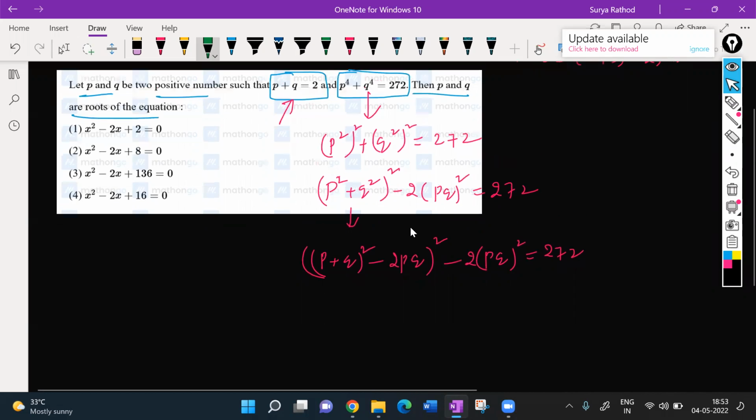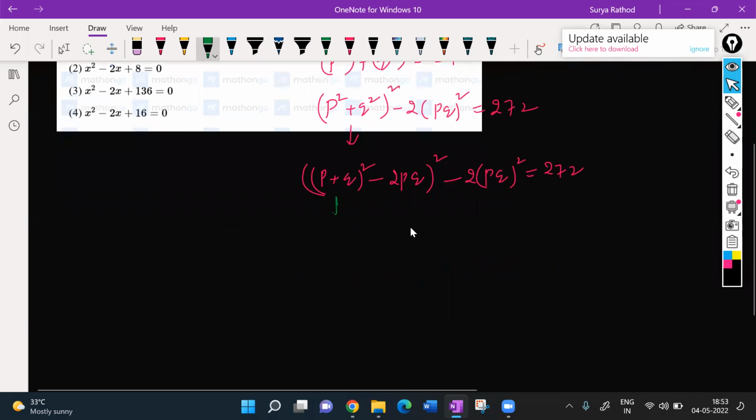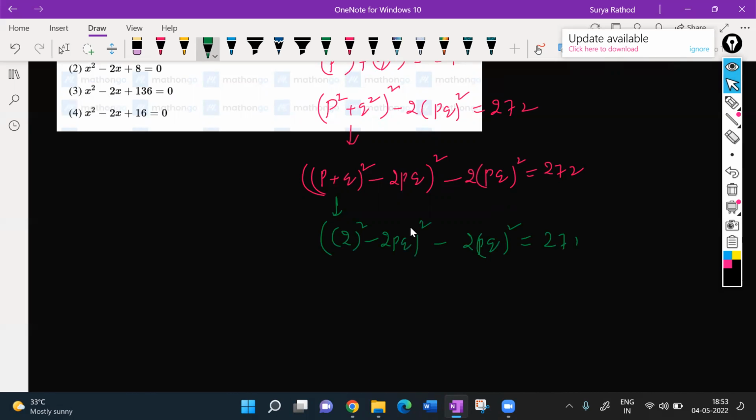Look at this here. So p plus q is what, beta? p plus q is given as 2. So 2 squared minus 2 times pq, whole squared. 2 squared is what? 4. Let me write it here, or else you may get confused: 2 squared minus 2 times pq, whole squared, minus 2 times pq whole squared is equal to 272. So 4 minus 2pq whole squared is equal to 272. Correct? Any doubts?